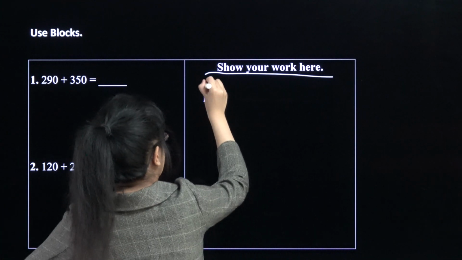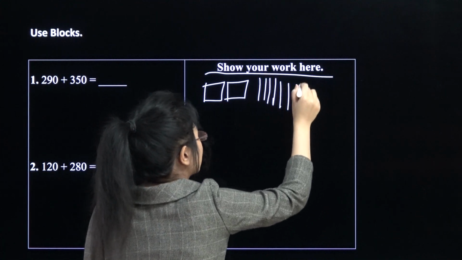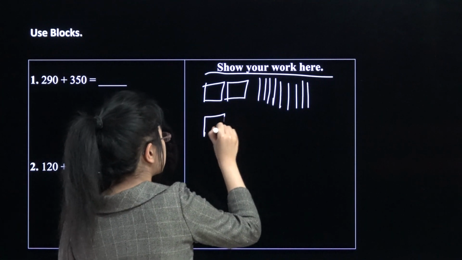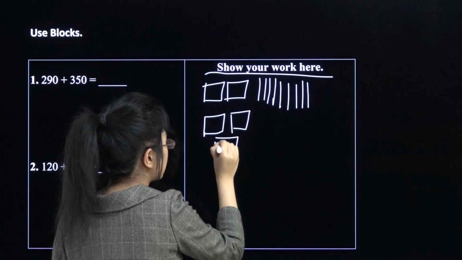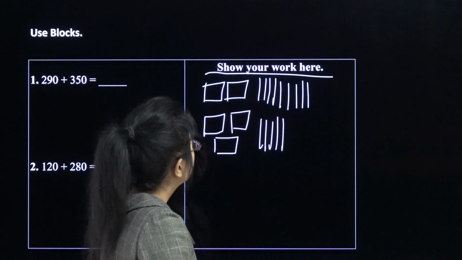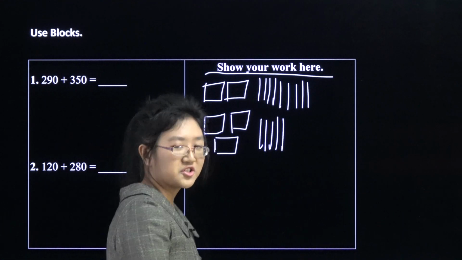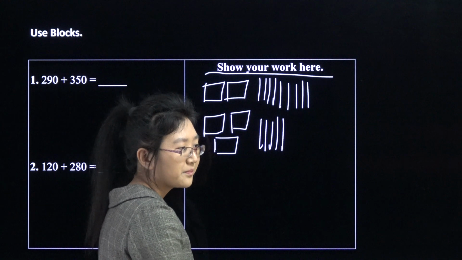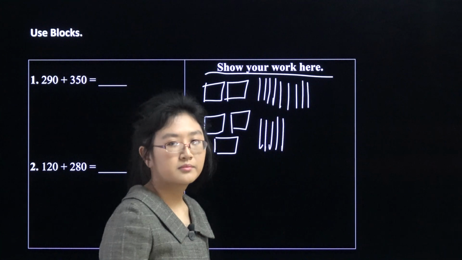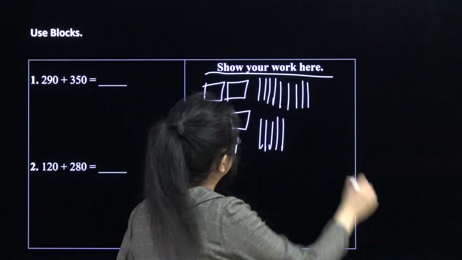290. 200 is 200 blocks, and 90. 1, 2, 3, 4, 5, 6, 7, 8, 9. Plus 300. And 50. 1, 2, 3, 4, 5. Now what's 90 plus 50? Better question. What's 9 plus 5? 14. And is 14 bigger than 10? Or equal to? Yes. Which means that we have to regroup.